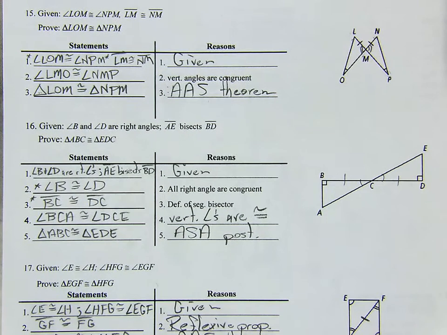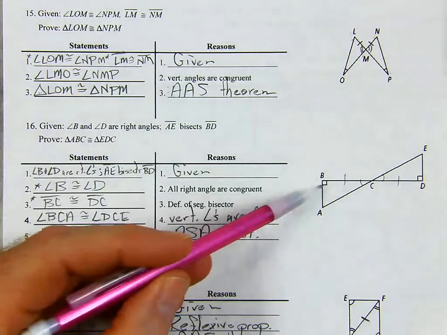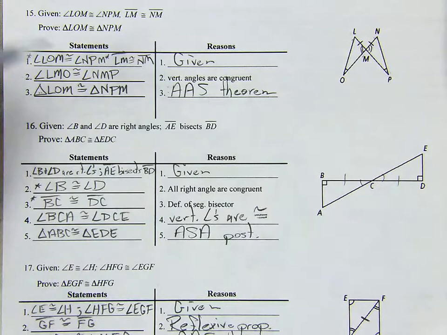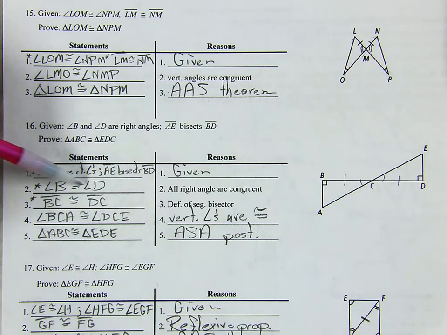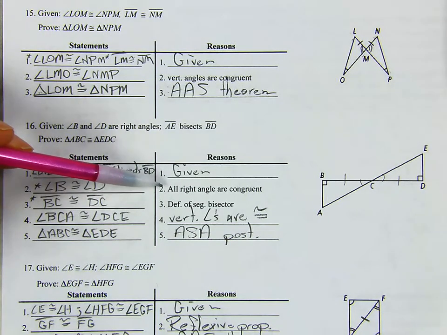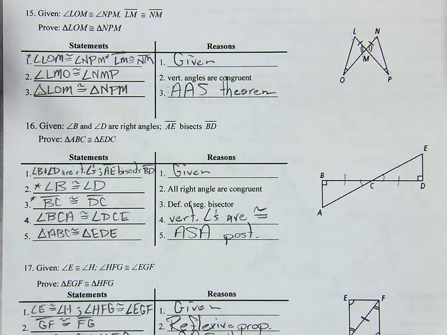Okay, number 16. They start us off by telling us that angle B and D are right angles. That's in the given. B and D, these are right angles. They've marked them for us. Okay, they're right angles. But remember, we have to say things are congruent. So the next thing we say is that they are congruent, and they tell us all right angles are congruent. That's one of our reasons.